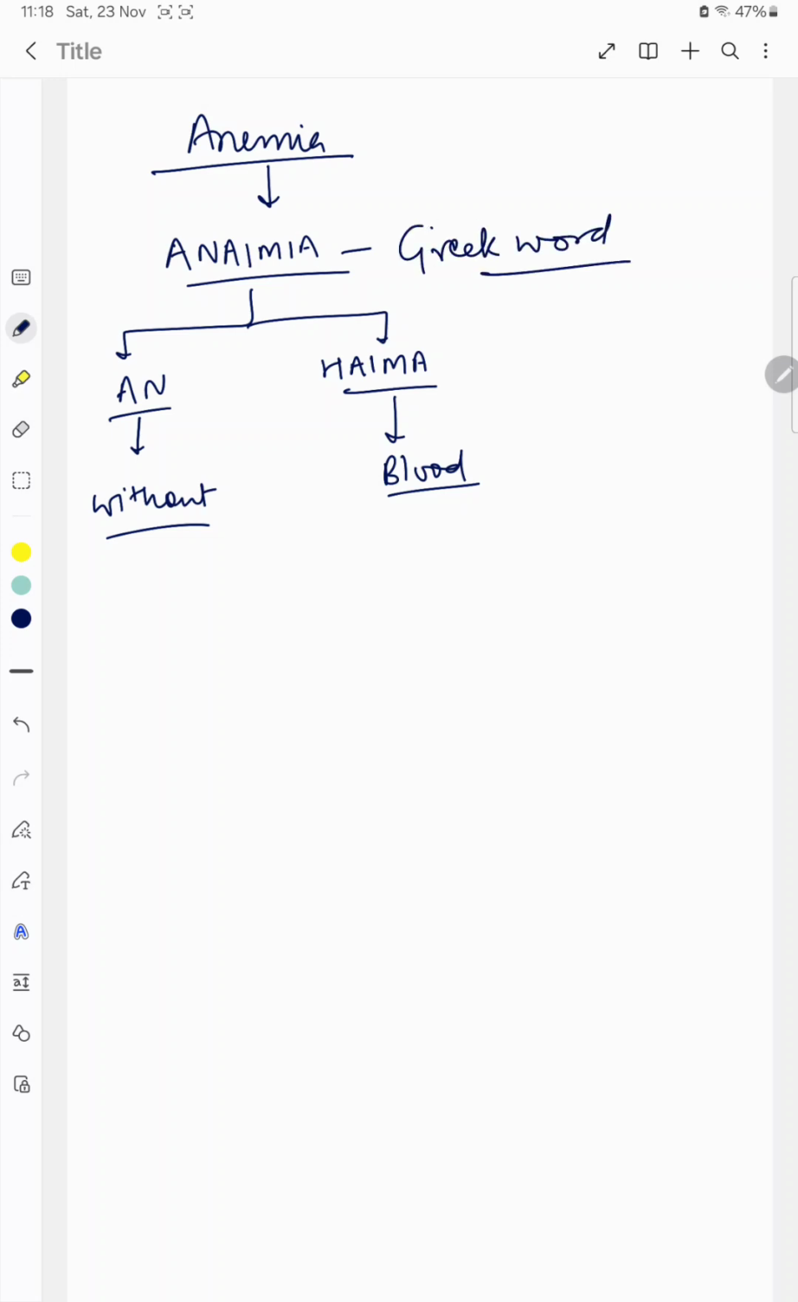anemia, which is made up of N and Haima. N means without and Haima meaning without blood. So anemia is a condition without blood.